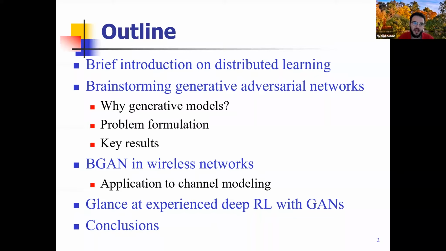Then I'm going to apply BGAN to a small UAV communication network at millimeter wave. And there was an interest in another one of our works, which is called Experience Deep RL. I'll give a quick glance at that, assuming I have time. It's going to be just a couple of slides.